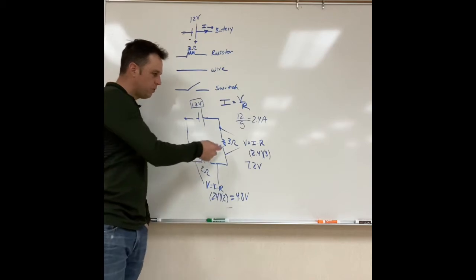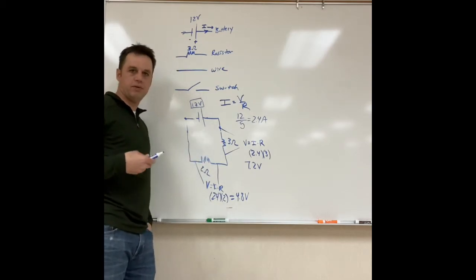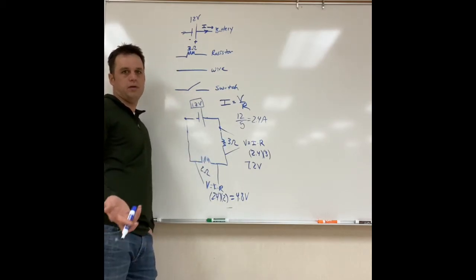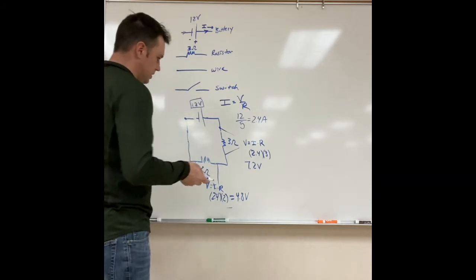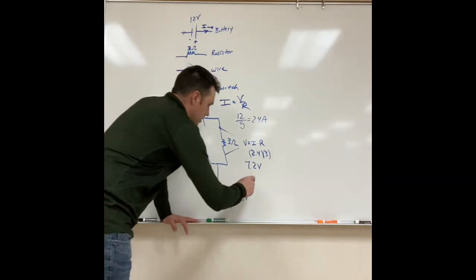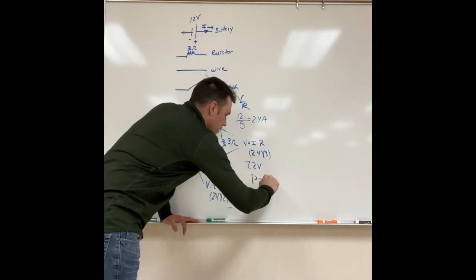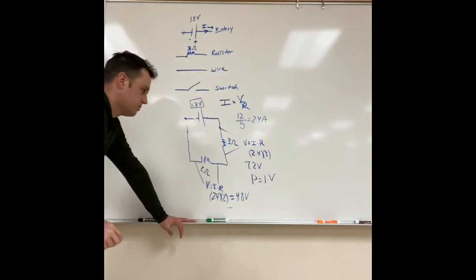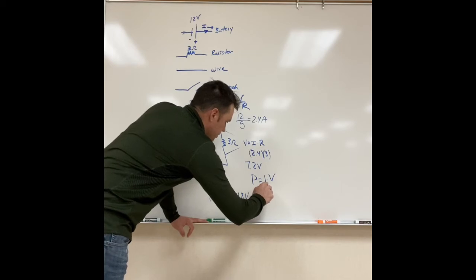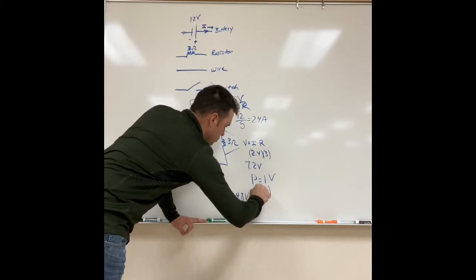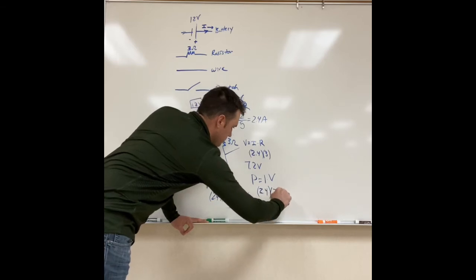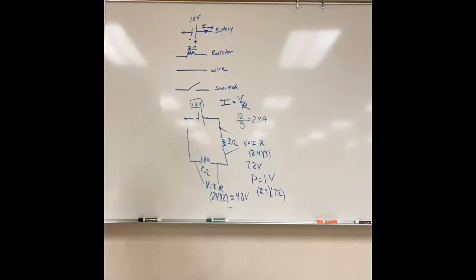How much power would these things be radiating if they were like light bulbs or something? How much power? Well, power is amps times volts. So they each have different voltage. So 7.2 volts is this one's voltage. They have the same amps. So 2.4 times 7.2 would get you the power.